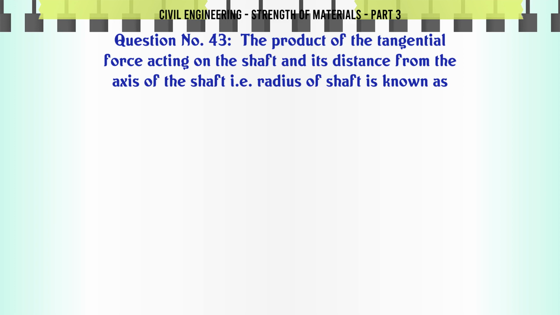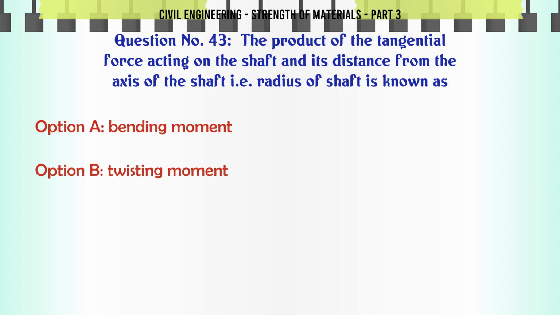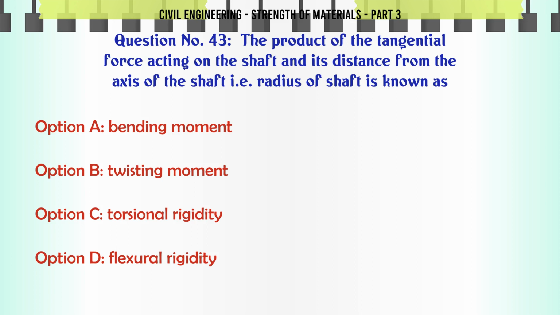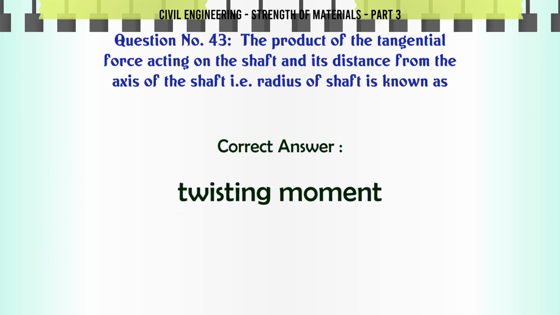The product of the tangential force acting on the shaft and its distance from the axis of the shaft, i.e. radius of shaft, is known as A. Bending moment. B. Twisting moment. C. Torsional rigidity. D. Flexural rigidity. The correct answer is twisting moment.